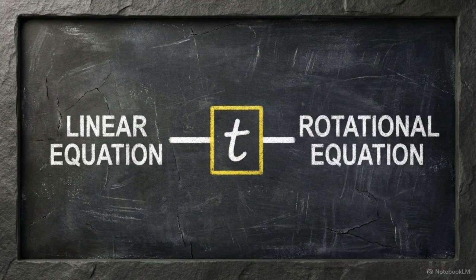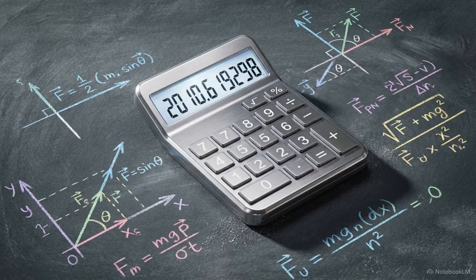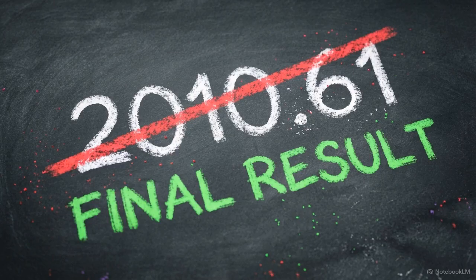Isolating a shared variable, like time, coordinates these 2 distinct systems. By finding the one thing they both have in common, we can solve for a rotational unknown using linear data. Multiplying our result by pi gives us a raw value of approximately 2010 radians per second. Since our input data was provided to 2 significant figures, we must round our final result accordingly. This leaves us with 2.0 times 10 to the third radians per second.